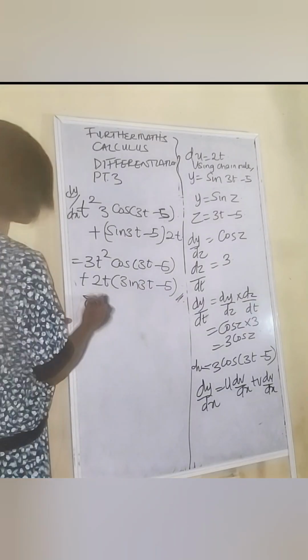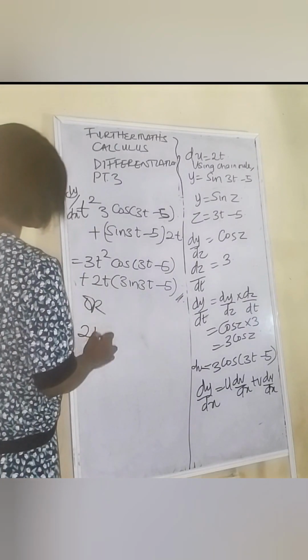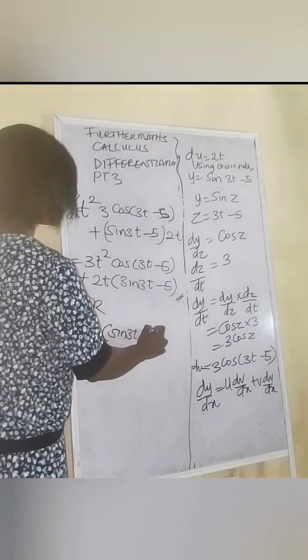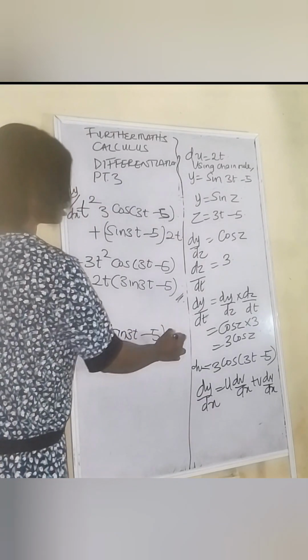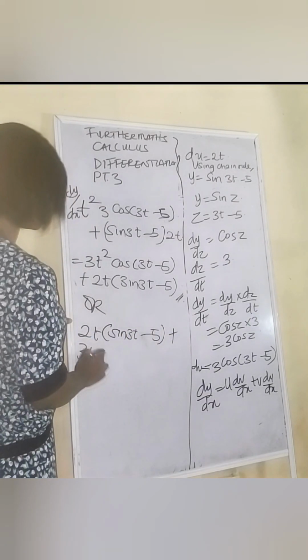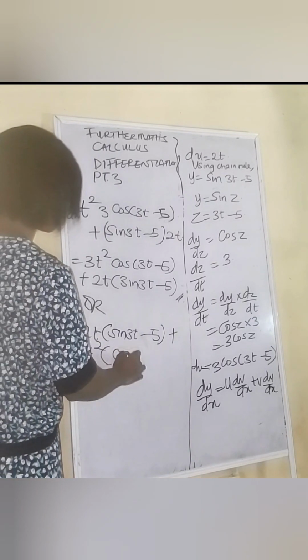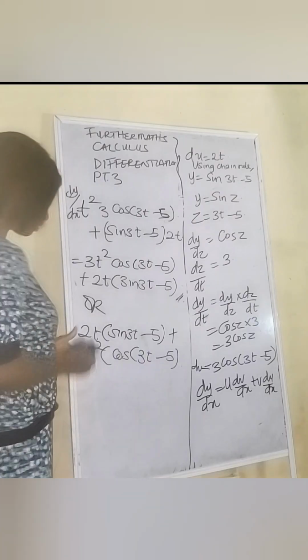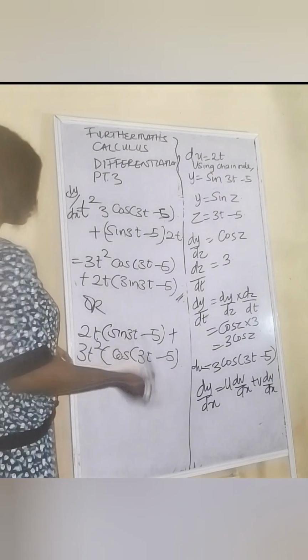You can still say that 2t can come first, anyhow you want to do it, depending on what your final answer is. If it's coming as an objective question, you can do it like this. If it's theory, you can leave the answer like this.